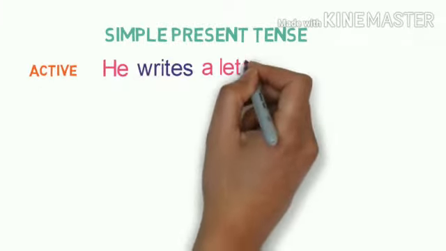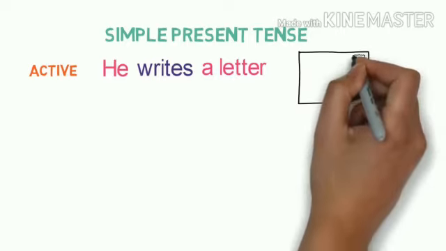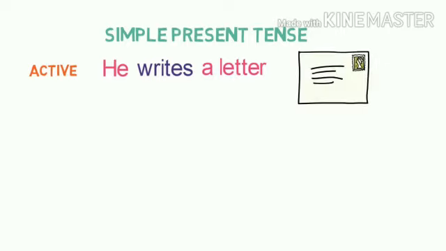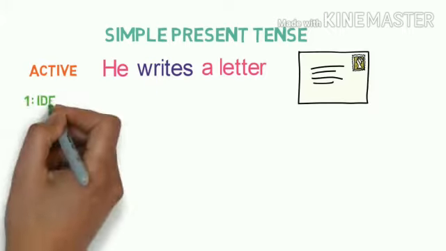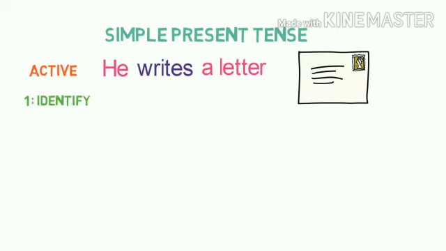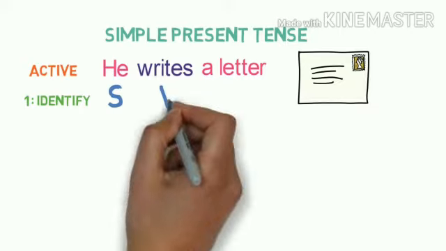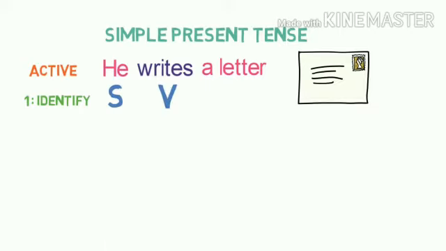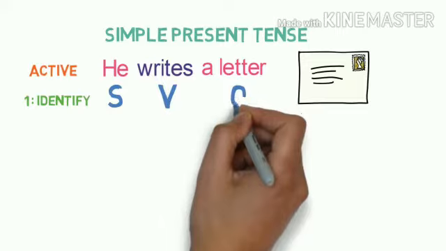For simple present tense, the active sentence is he writes a letter. Now to convert it into passive, we will use the 5 steps we discussed previously. Step 1 is to identify subject, object and main verb in the sentence. Here, who is doing the action? It's he. So it's a subject. What is the action performed? It's write. So it's a verb. And on what is the action performed? It's the letter. So it's an object.